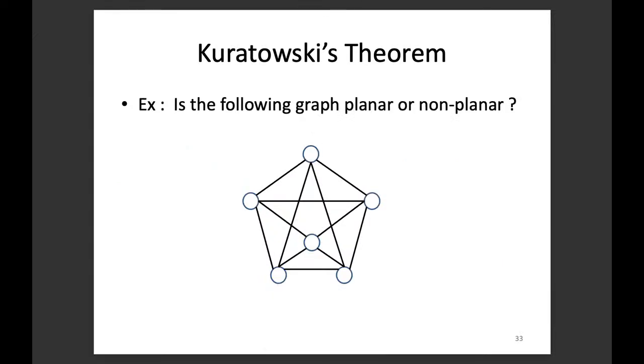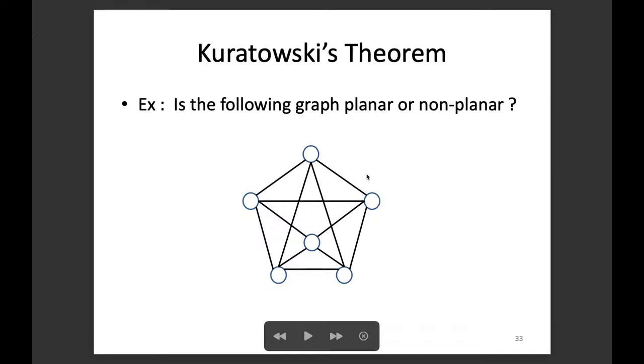We have a final example for today. This graph looks like a K5, but here there is an extra vertex. K5 should join this one to this one directly, but here we have a vertex here. So is this planar or non-planar? The first point is that it looks like a K5, but it is not. We cannot remove this vertex by the smoothing operation. Smoothing only removes a degree 2 vertex, and this one is degree 4. So we cannot just join these two edges together and these two edges together.